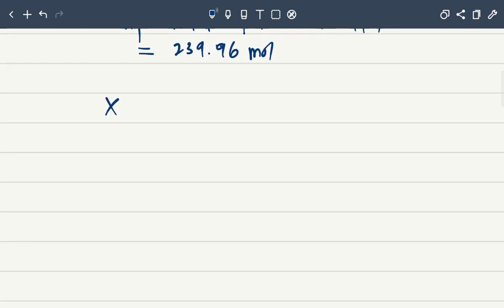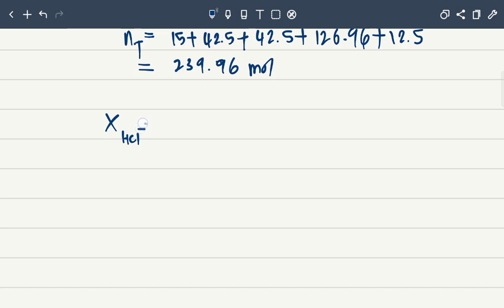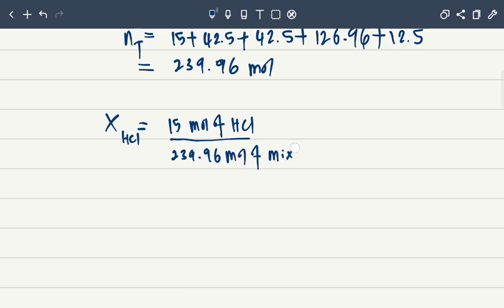Okay, so nak cari mole fraction. Mole fraction untuk HCl first lah. Tak ada siapa nak buat mana-mana, ikut korang lah. So 50 mole of HCl over 239.96 mole of mixture equals to 0.0626 mole HCl over mole. Okay, buat pula. Next.